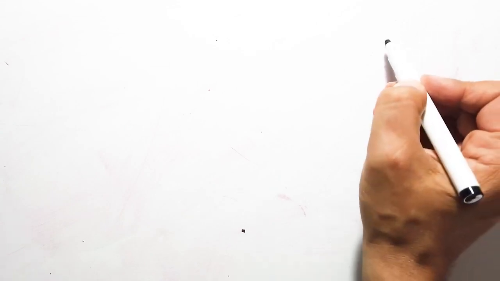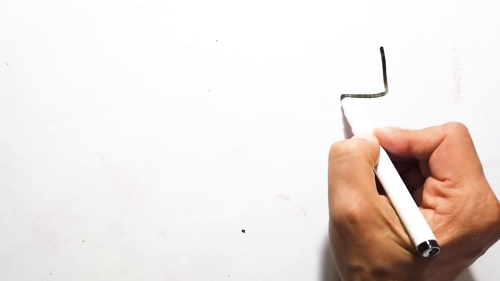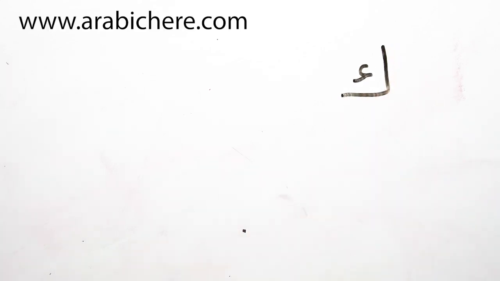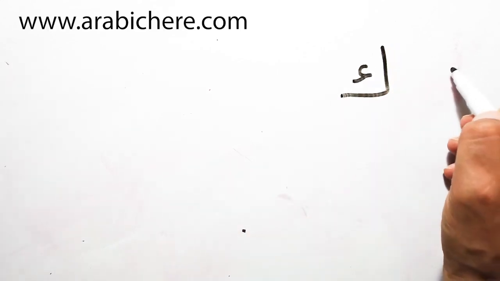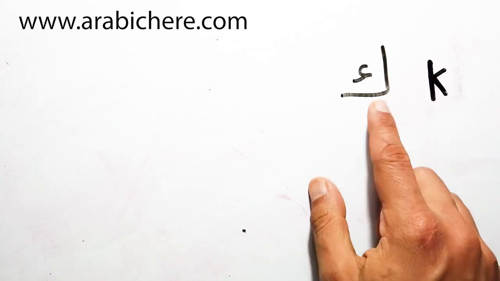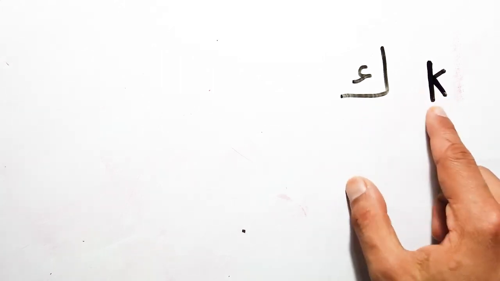I have this letter in Arabic. See how I write it. Like this, and then I add this mark in the middle. The sound of this letter sounds like K in English. It has the same sound. So the sound here is k, k, k, k.